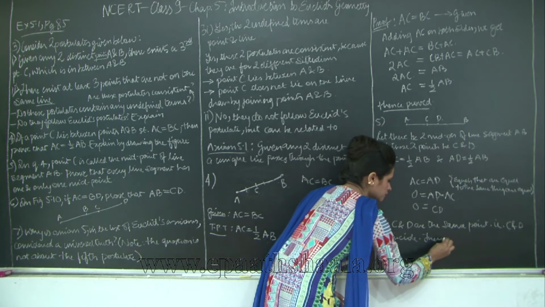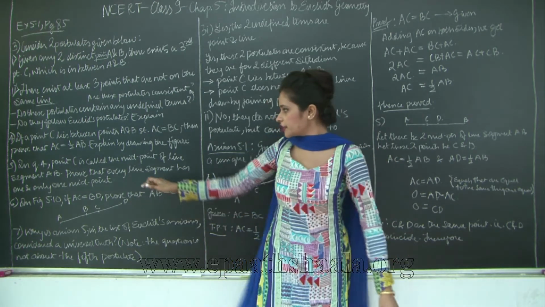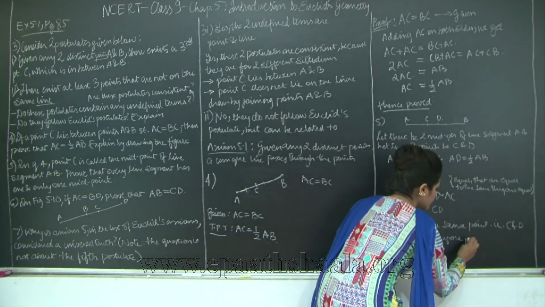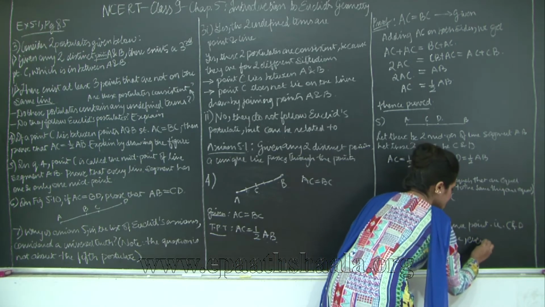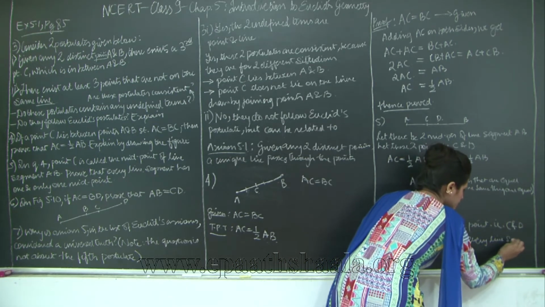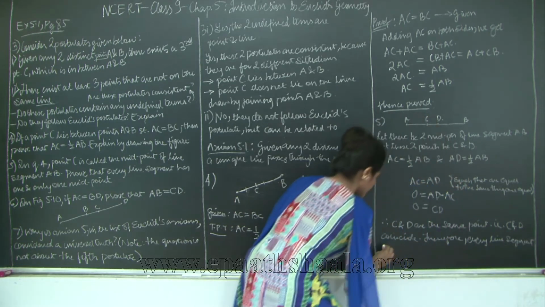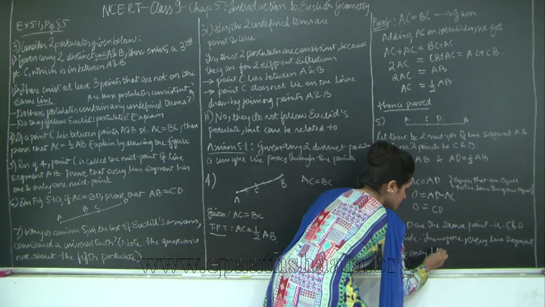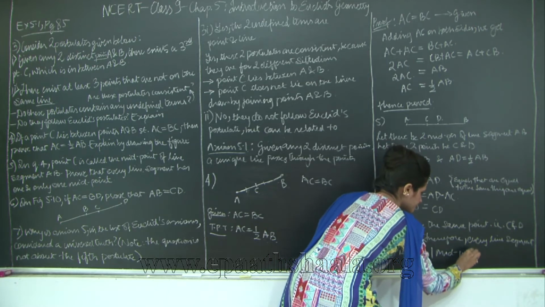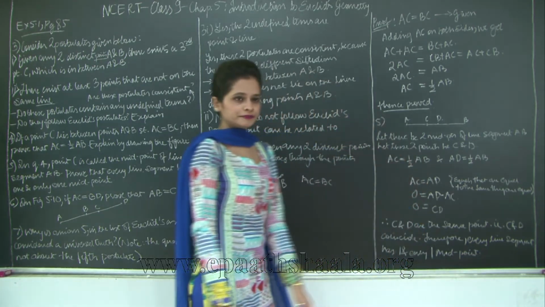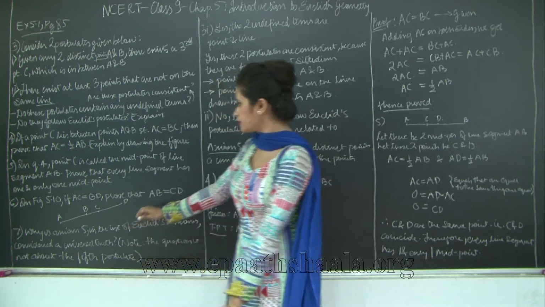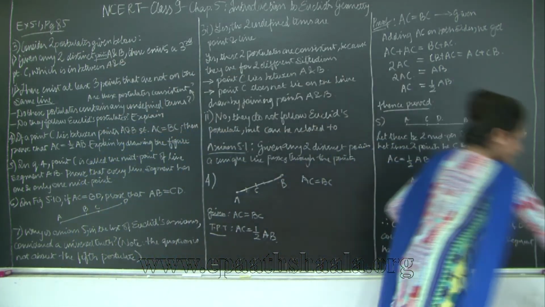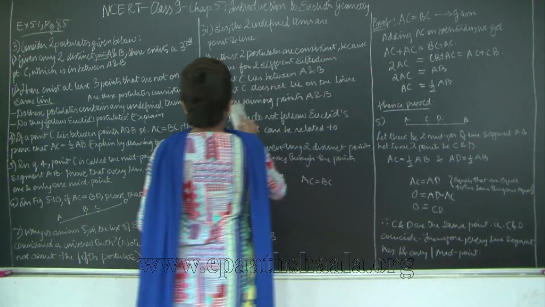Therefore, the given statement holds: every line segment has one and only one midpoint. Clear? So let's move on to our question number 6. But as you can see, we do not have enough space, so I'm going to erase this section of the board. I hope you've taken a note of this.